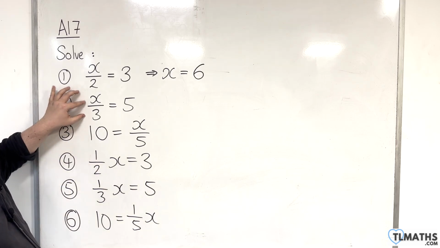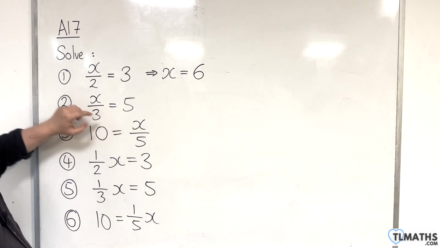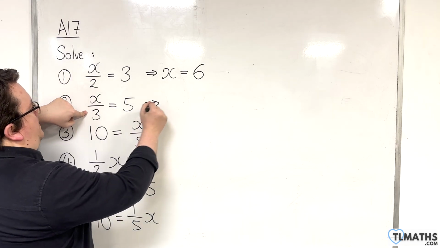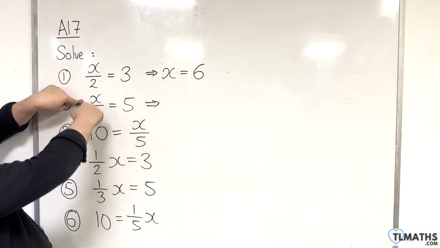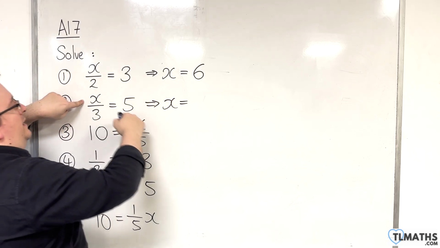Now number 2, x divided by 3 is equal to 5. So the opposite operation of dividing by 3 is multiplying by 3. So if I multiply this by 3, I get x. And if I multiply this by 3, I get 15.